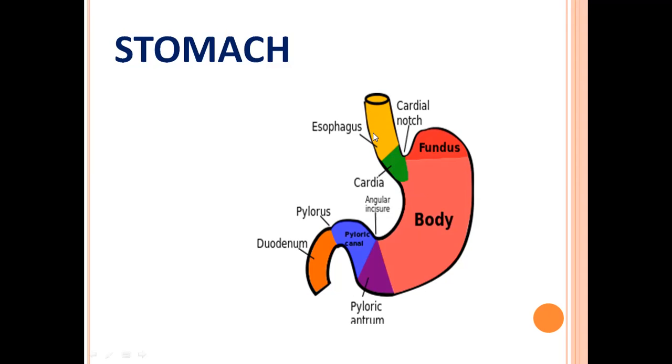You can see the yellow part is representing the esophagus. In continuation, we have the cardia, where we have the cardiac sphincter. The other parts of the stomach are fundus, body, and the pylorus. We will be taking one section of the stomach at the level of the fundus and one section at the level of the pylorus. Of course, the histological picture will remain the same for the four basic layers: mucosa, submucosa, muscularis externa, and serosa.